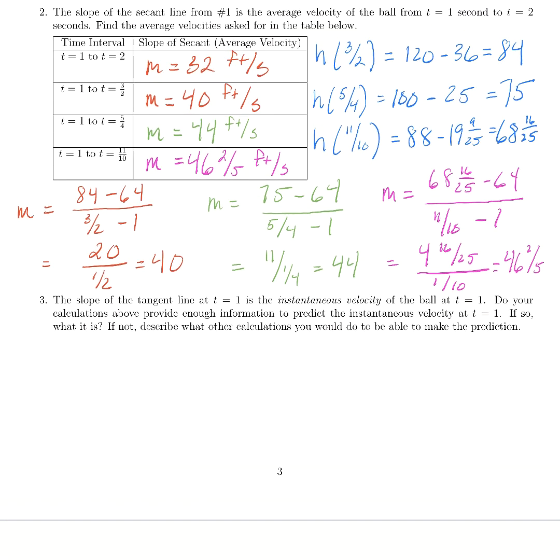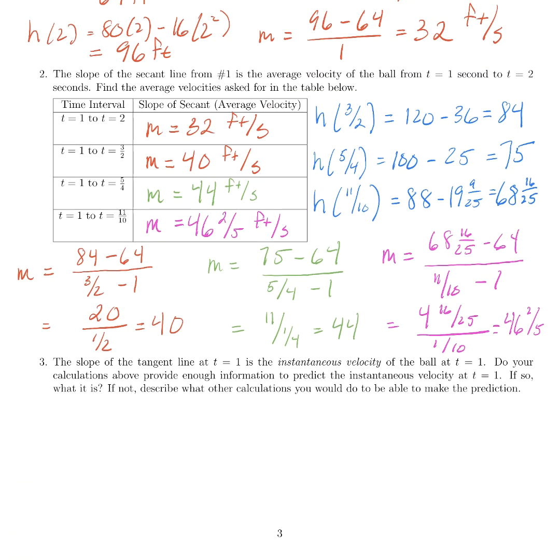Okay, so the slope of the tangent line at t equals 1 to our curve is an instantaneous velocity of the ball at t equals 1. So it's the velocity of the ball at that exact time, not an average velocity, which is what we've just calculated above. But what we also have calculated above are slopes of secant lines. And so our question is, are our slopes of secant lines clearly approaching something that would allow us to determine what the slope of that tangent line is?